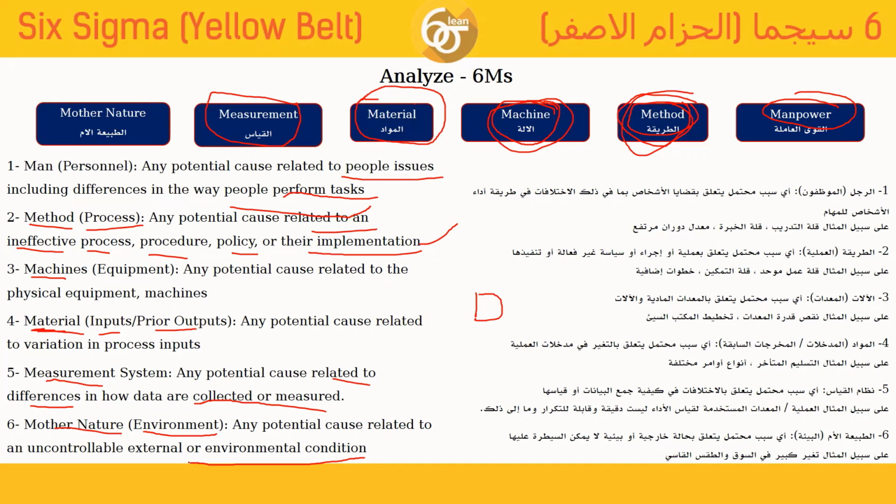If we take an example for the delivery, you have 2 or 3 deliveries today, but 50% of your team have tested positive for coronavirus. That means you are working with only 50% of your total manpower, so sure you will be short on the delivery. We call this the mother nature or the environment, something external you cannot control. Okay, these are the 6 M's.